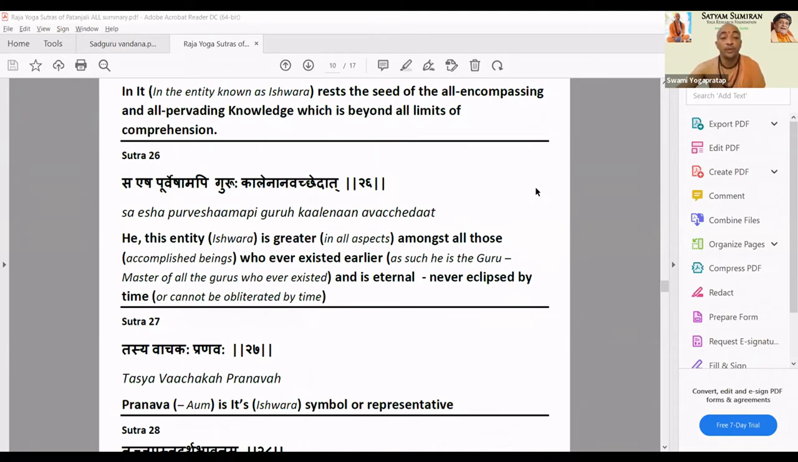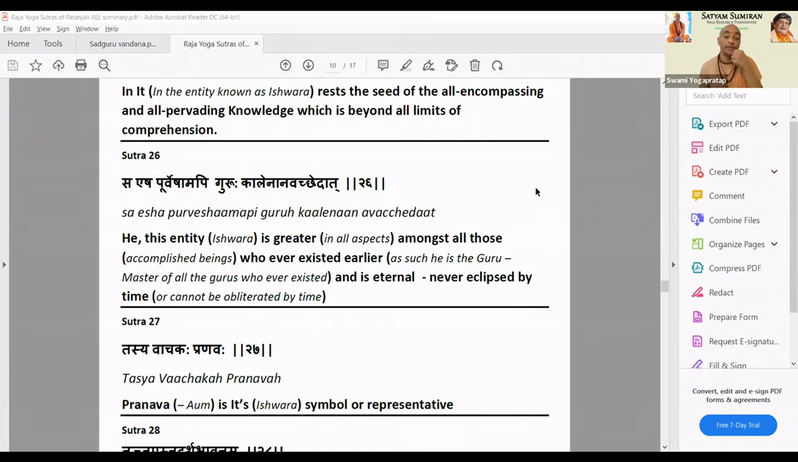He goes further. Sa esha purvesham api guruhu kalena anavachedha. This entity, Ishvara, is greater amongst all the accomplished beings who ever existed before now. And as such, he is the guru, the master of these masters too. And this entity is eternal. It is never eclipsed by time.